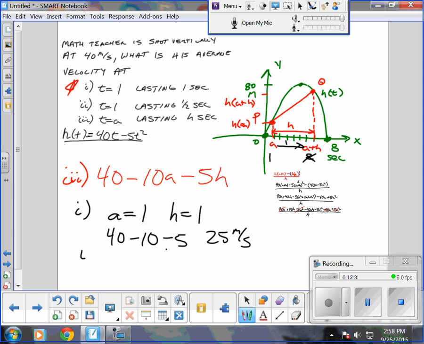Roman numeral 2. a equals 1, h equals 0.5. 40 minus 10 minus 2.5. How about 27.5 meters per second? All right.